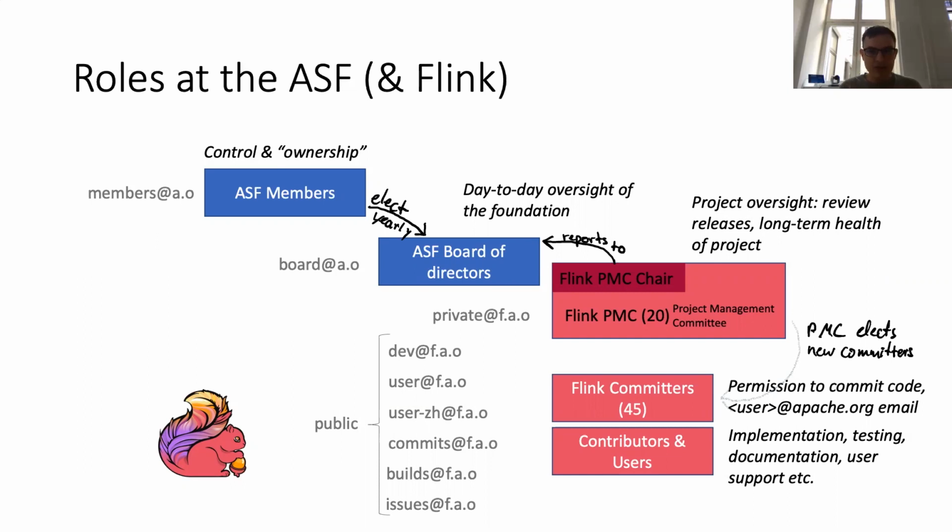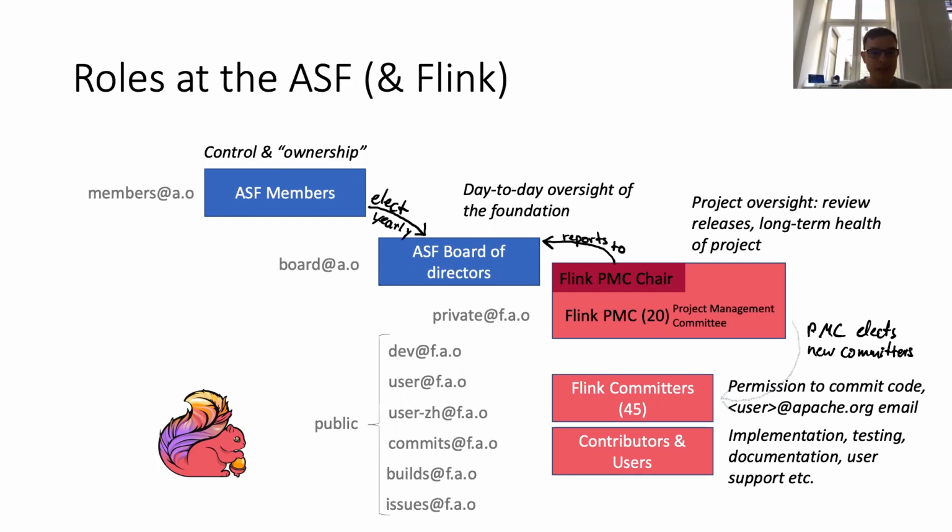Let me quickly go through the mailing lists. So the development list, dev@flink.apache.org. The dev mailing list is where all the discussions between developers are happening. The user mailing list is where users help each other with problems. Then we have a Chinese-speaking user list for our quickly growing Chinese user base.